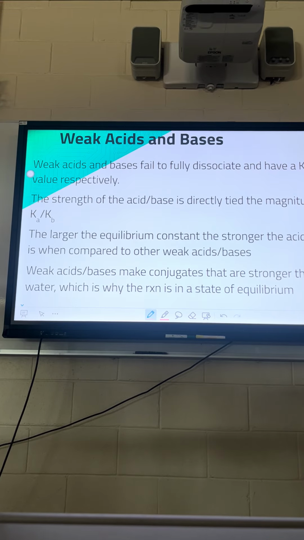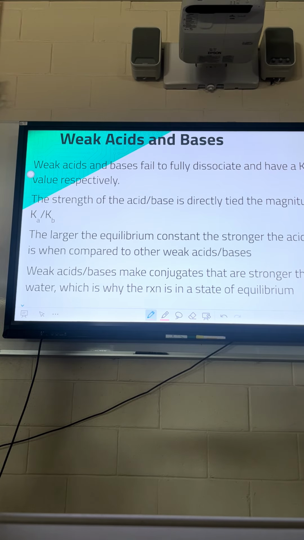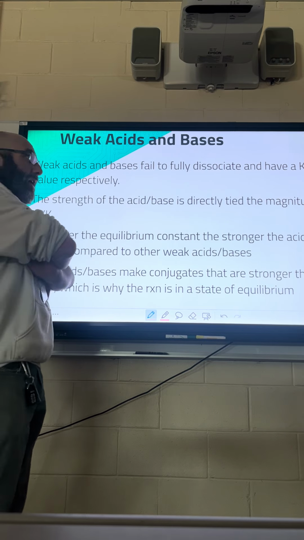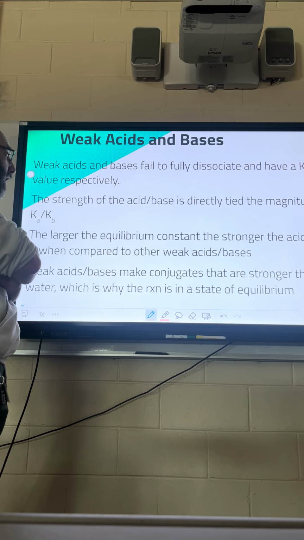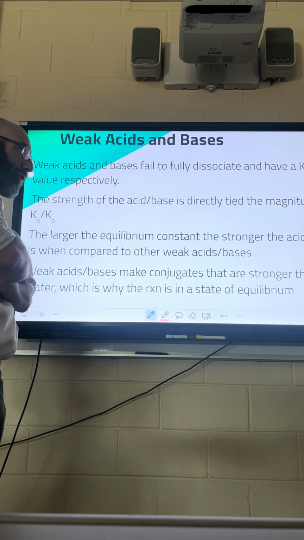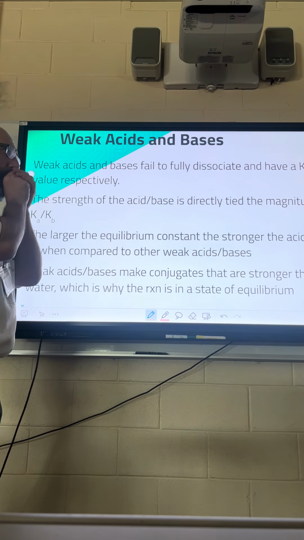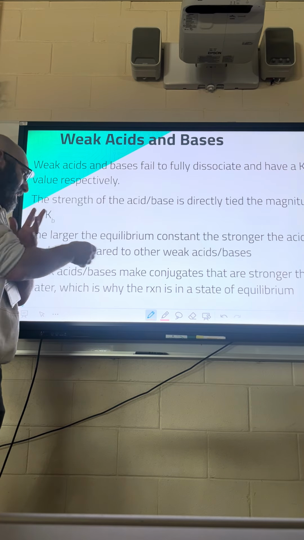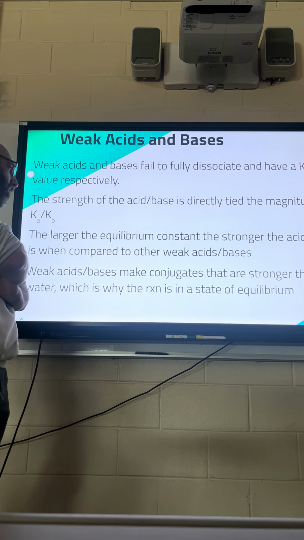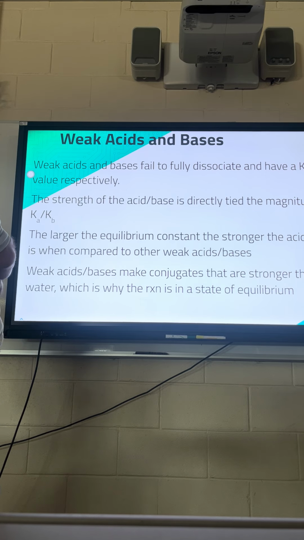So, quick recap. Weak acids and bases fail to dissociate. We give them a Ka or Kb value. All Ka and Kb values are less than 1 because these don't fully dissociate. The bigger the value of K, the stronger the acid or base, in the realm of the weak ones. And again, weak acids or bases make better conjugates than water, which is why they're in equilibrium.